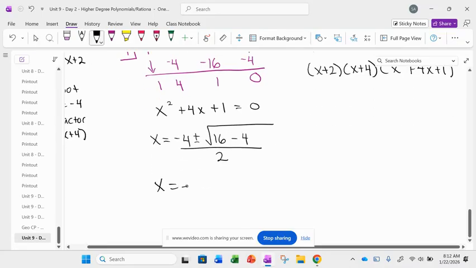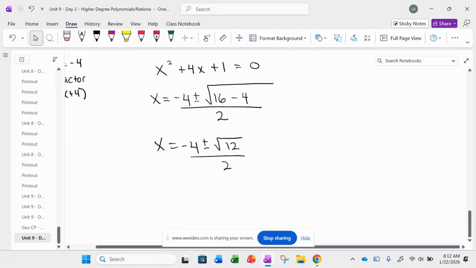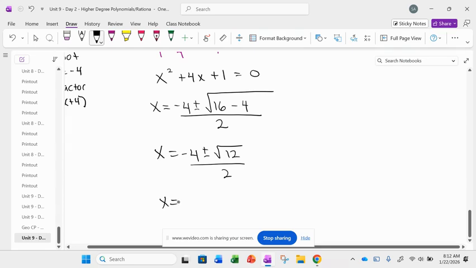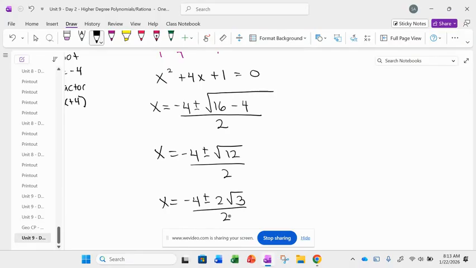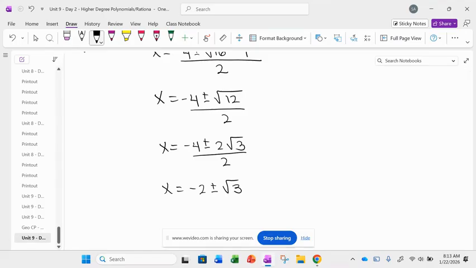So we're going to get x is equal to -4 plus or minus the square root of 12 all over 2. I can simplify the square root of 12. So x equals -4 plus or minus 2 root 3 all over 2. Can I pull out a 2 and cancel out that denominator? So then we're going to have -2 plus or minus root 3. How many solutions does this count as?